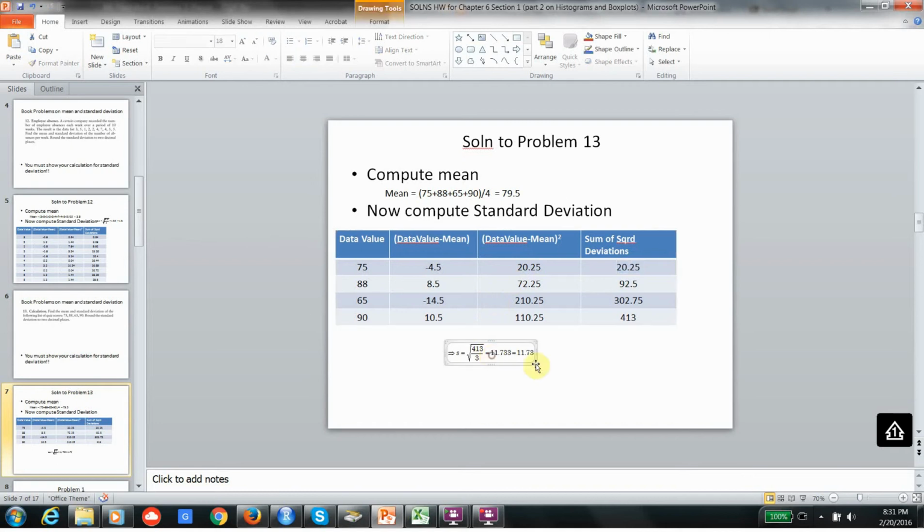And I do just like last time, basically. I create this same table the same way. And now I get the standard deviation. It's the total sum of squared deviations, which is 413, divided by the number of data values minus 1, which is 3, and I take the square root of the whole thing, and I'm going to get 11.73. And then I round that off to 11.73.